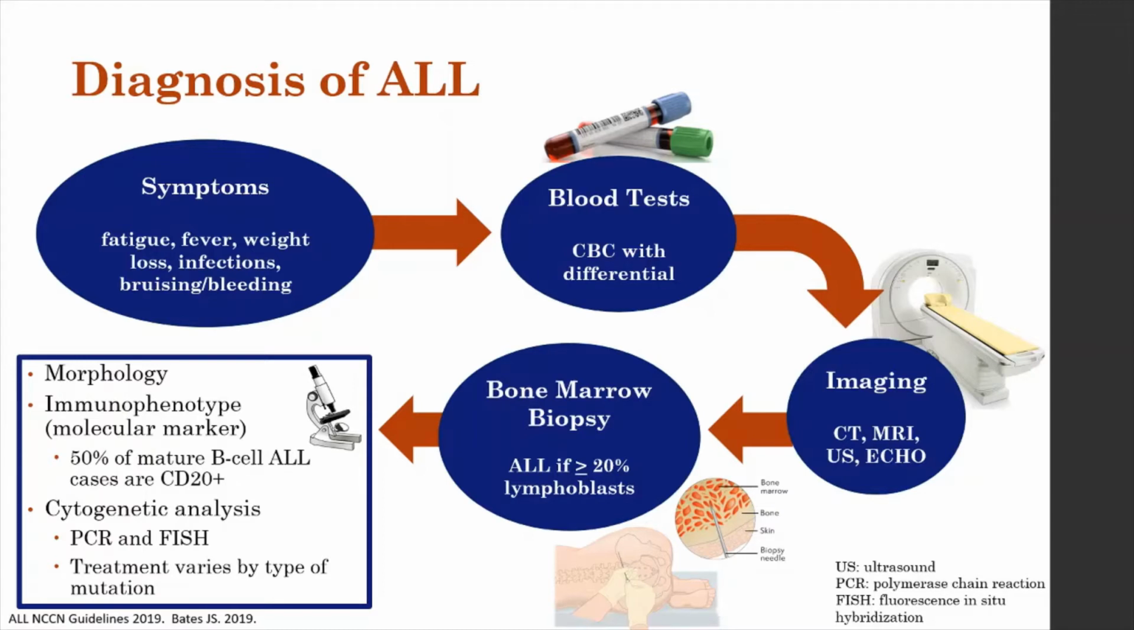Their bone marrow will be further analyzed, where they'll look at the morphology, the immunophenotype, which is really just looking at molecular markers such as CD20, and also cytogenetic analysis using PCR and FISH. And the treatment will vary depending on the type of mutation that is found.